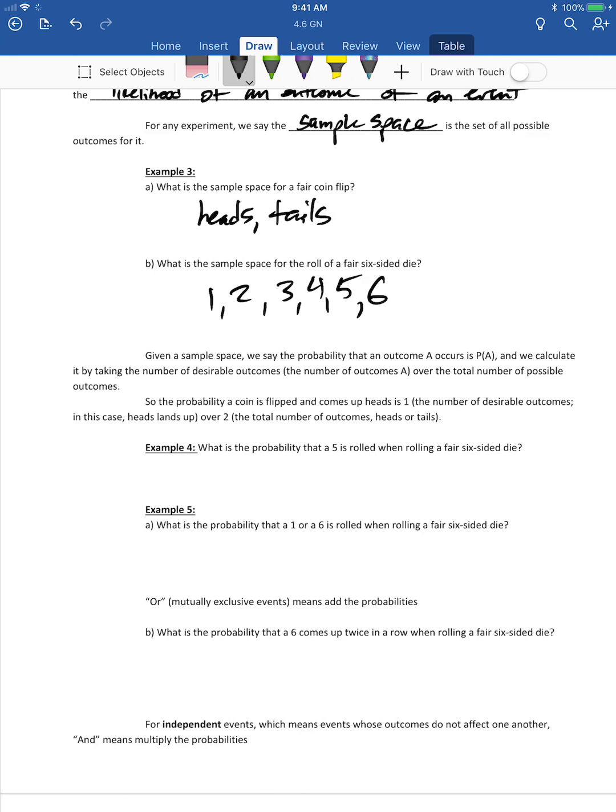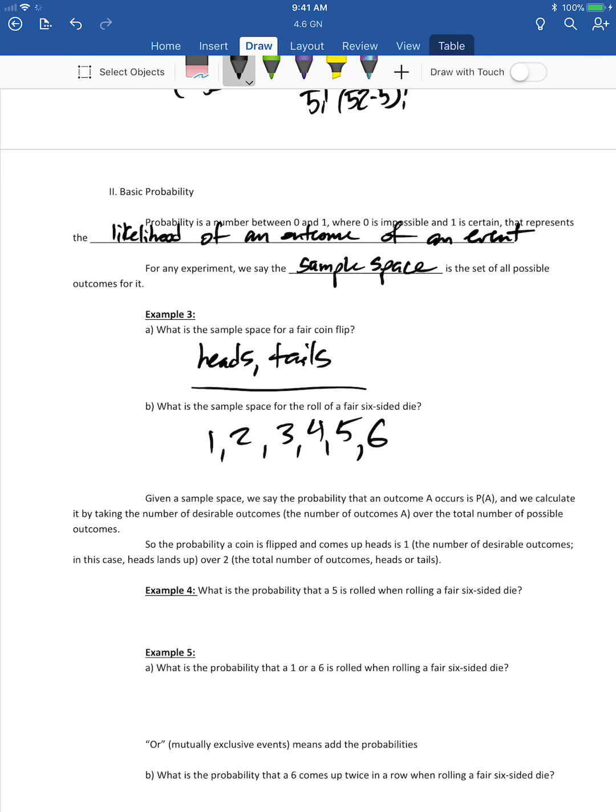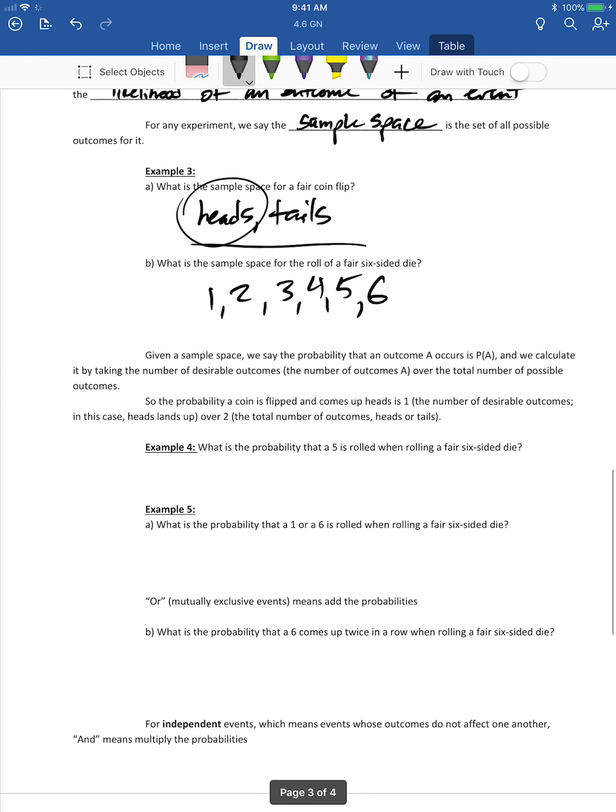Well, consider flipping a coin. The probability that it comes up heads is 1. Look at my sample space. There's one outcome that I want, heads, over the number of total outcomes, which would be heads or tails, 2. So that's why when you flip a coin, the probability that it's heads is 1/2. The probability that it's tails is also 1/2.